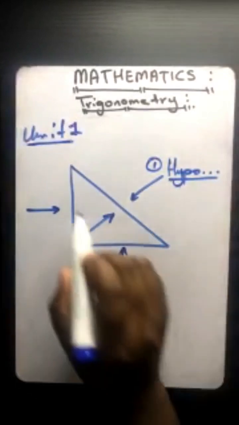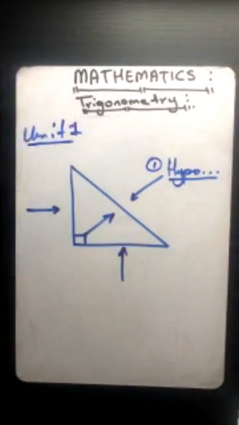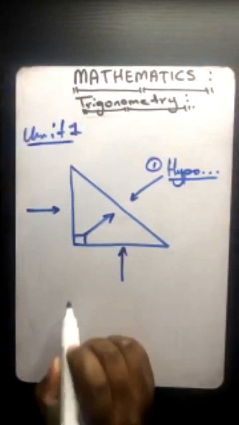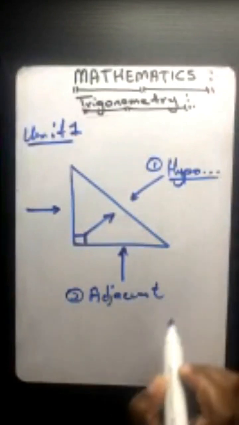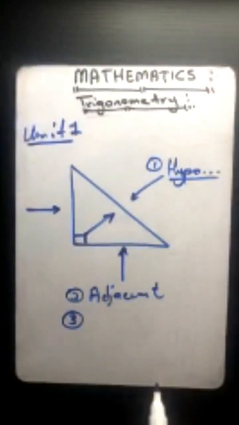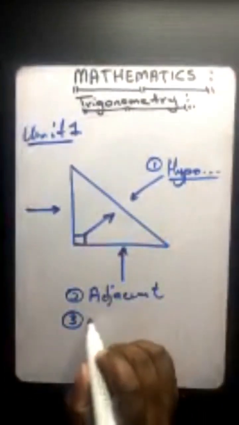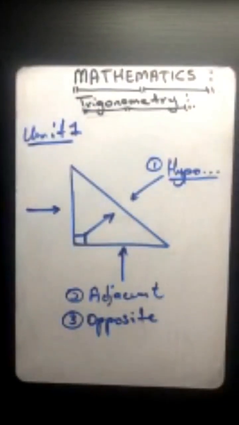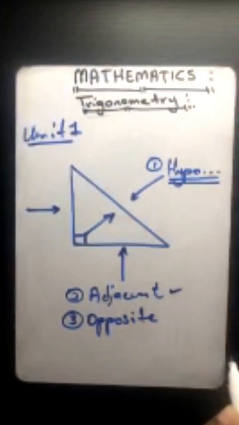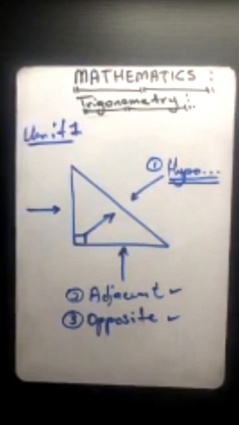Then, what are the names of these two sides? We have two sides. The one side is called adjacent. And then the other side, which is the last side, remember, only 3 sides, only 3 angles, is called opposite. But now, since it's always easy to identify the hypotenuse, how do you know which side is adjacent? How do you know which side is opposite? That is why in every triangle they use letters.